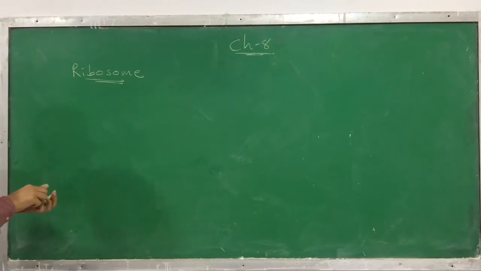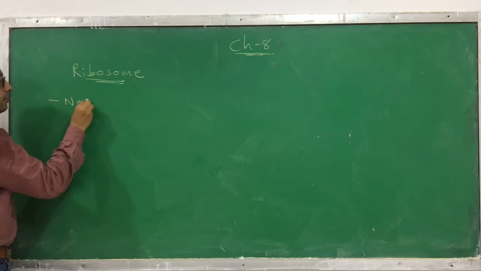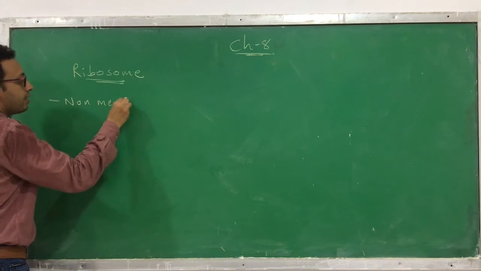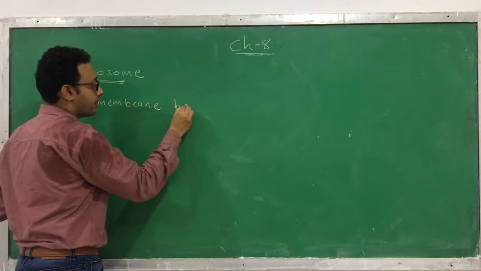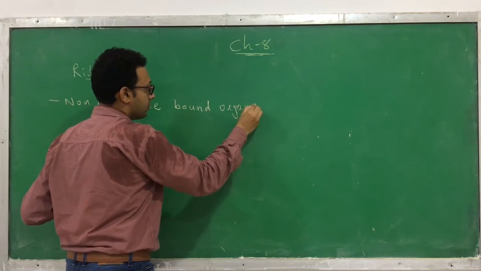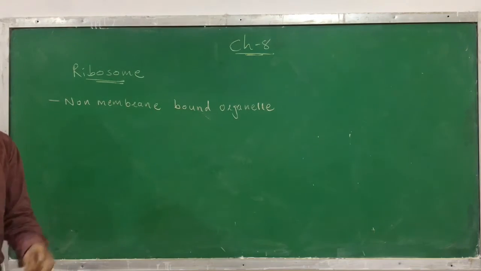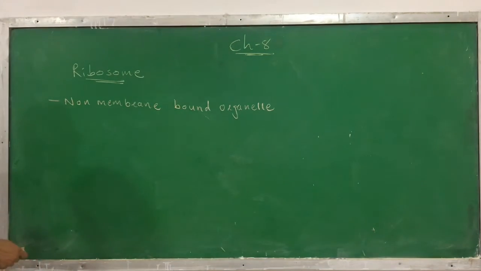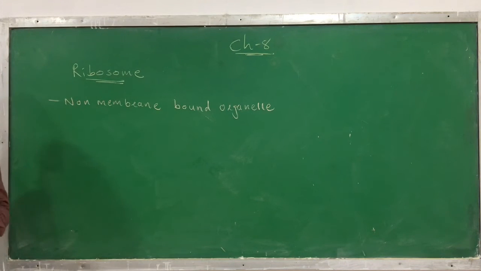See, ribosome is a non-membrane bound organelle, means it is not covered by a membrane. So that's why it is present in both eukaryotic cell and prokaryotic cell. But the ribosome of prokaryotic cell we have already discussed. Here we are discussing the ribosome that is present in a eukaryotic cell.